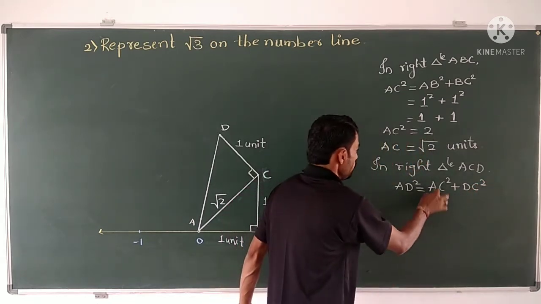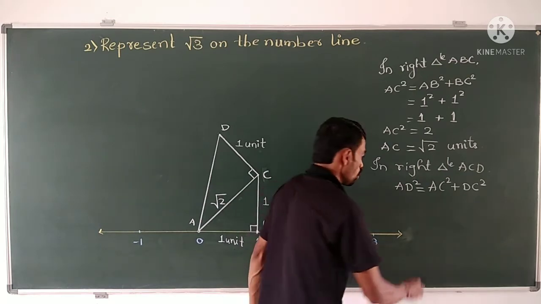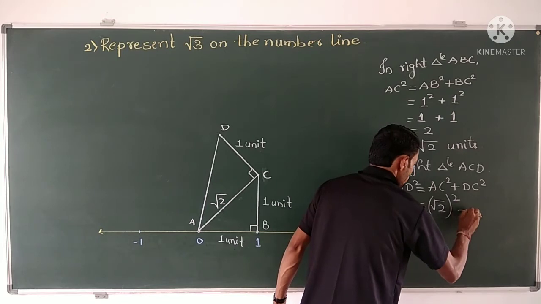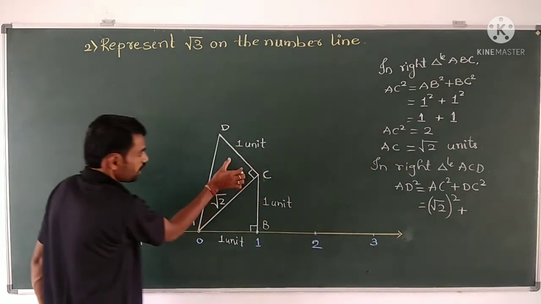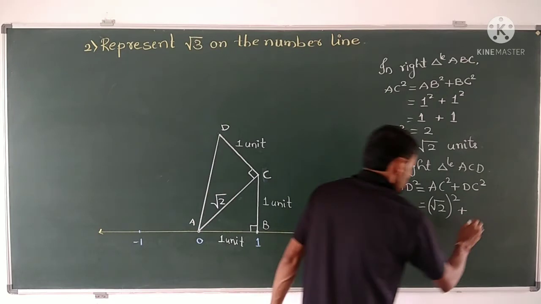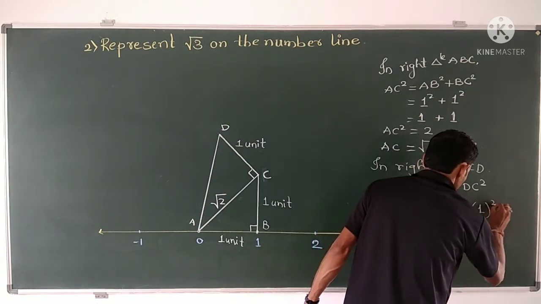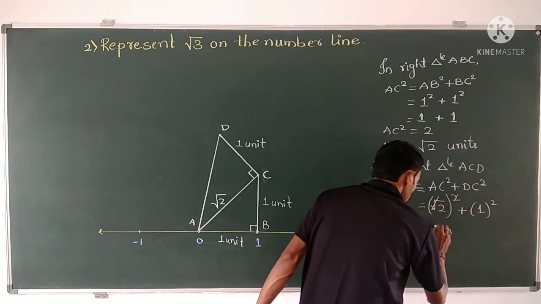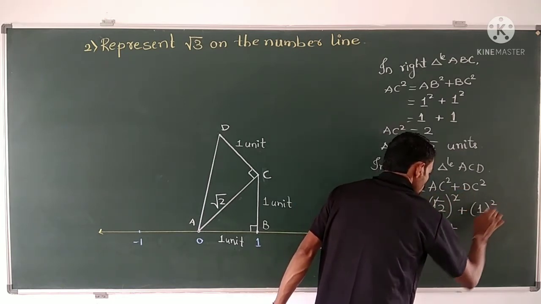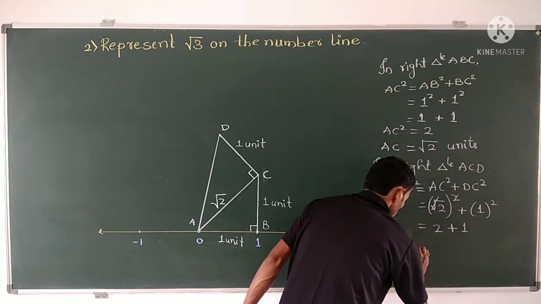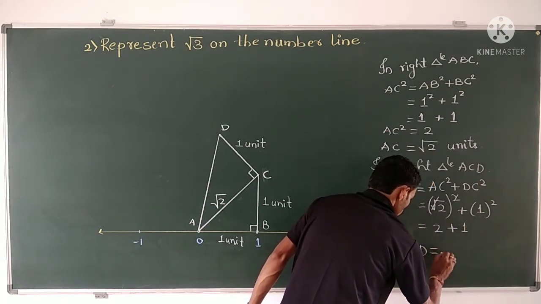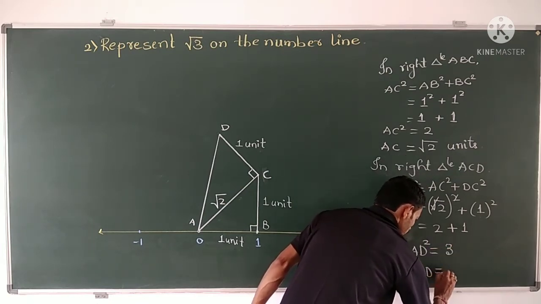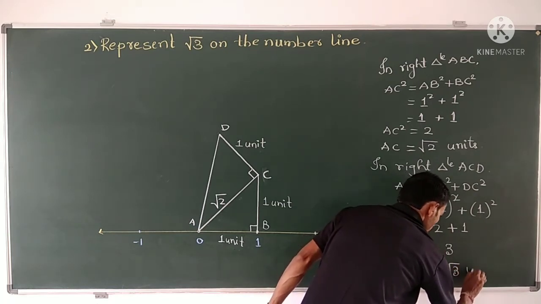So AC, already we know how much it is? Square root of 2. So it is square root of 2 whole square plus BC length, what we have taken, that is 1 unit, 1 square. So here the square and root both get cancelled. It will be 2 plus 1 square is 1. Therefore AD square is equal to 3, and AD should be root 3 units.